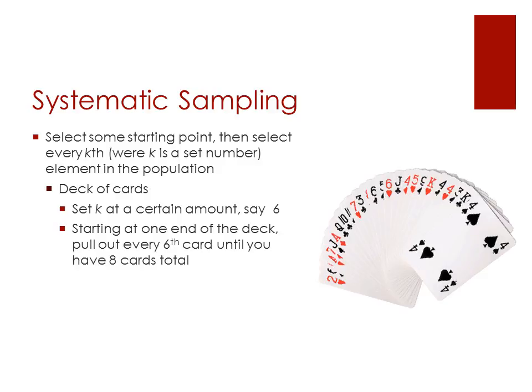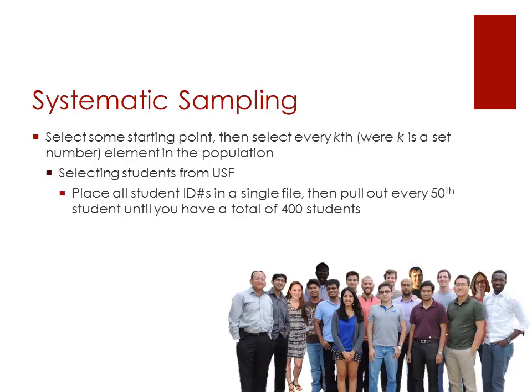All right, so you set k at a certain amount. Let's say 6 for this example. And then starting at one end of the deck, you pull out every 6th card until you have 8 cards total. That would be a systematic sample of 8 cards from a deck of cards. Again, applying this to our selecting of students from USF, I would place all the student IDs in a single file and then pull out every 50th student until I had a total of 400 students.